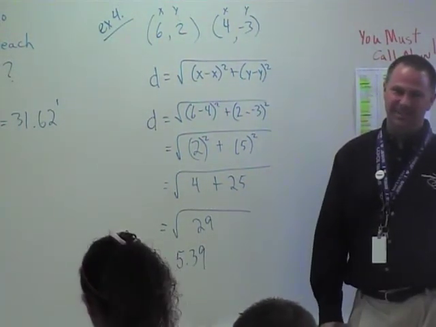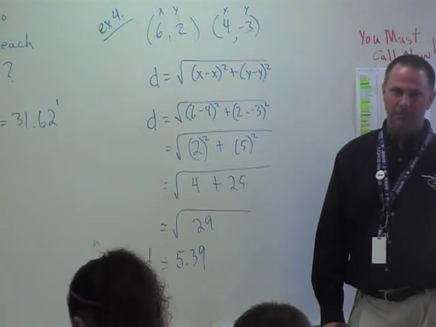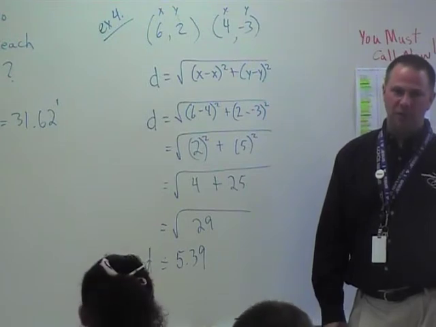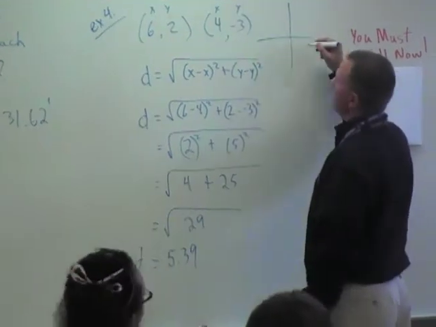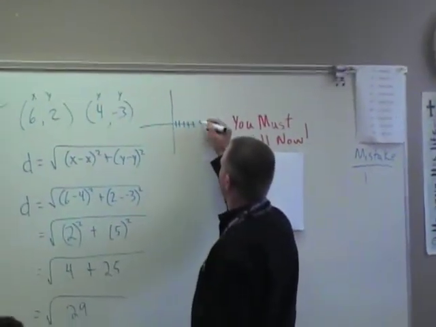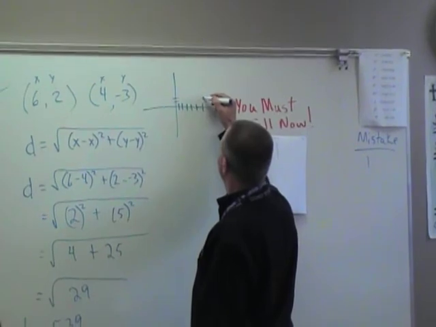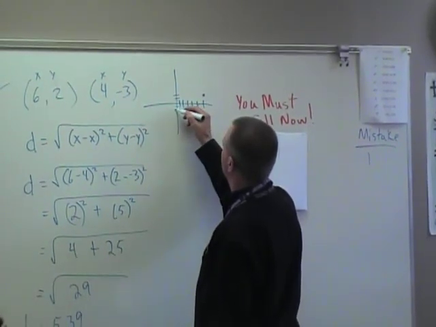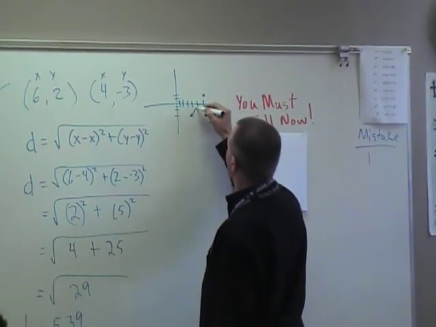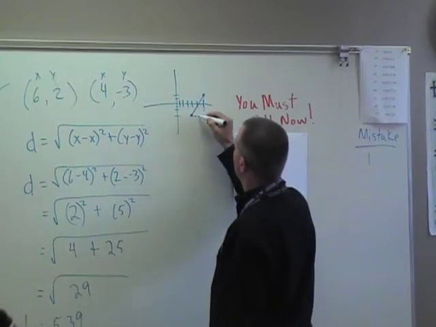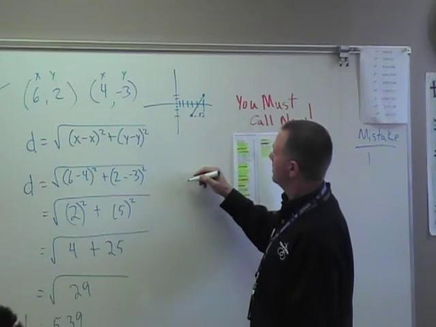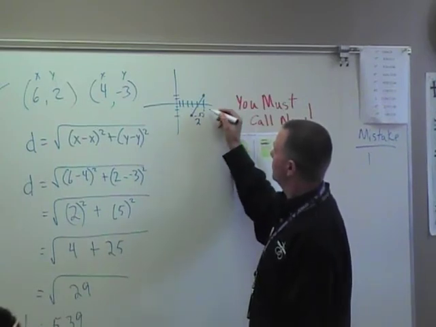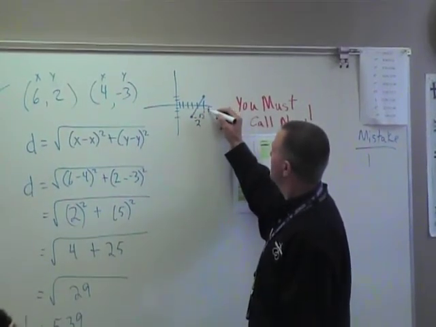Don't erase that. On our homework, we have to draw the triangle. If it says to draw it, draw it. Now, if you want to do this, I'll draw it right here. 6, 2. 1, 2, 3, 4, 5, 6. And 4, negative 3. So that was 2 units. And this was what, 5?